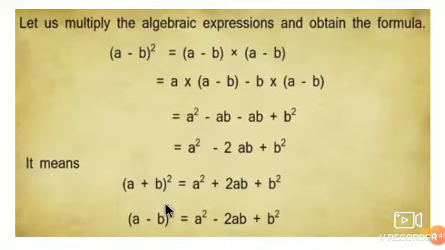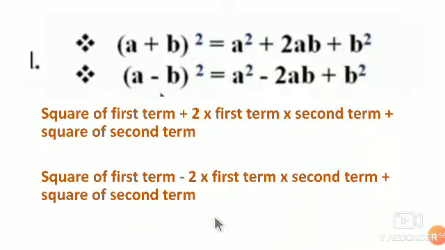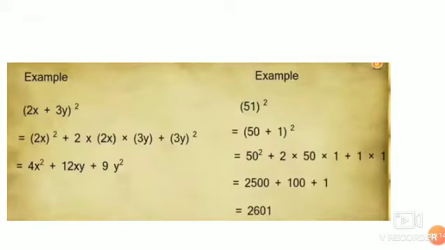So what is the difference between these two expansions? The only difference is the sign. If it is minus sign here, you have to write the minus sign here only. Okay. So the same you can write for this also. (a minus b) whole square is equal to the square of the first term minus 2 multiplied by first term multiplied by second term, 2ab, plus the square of the second term. Understood it? Now let's see some examples.